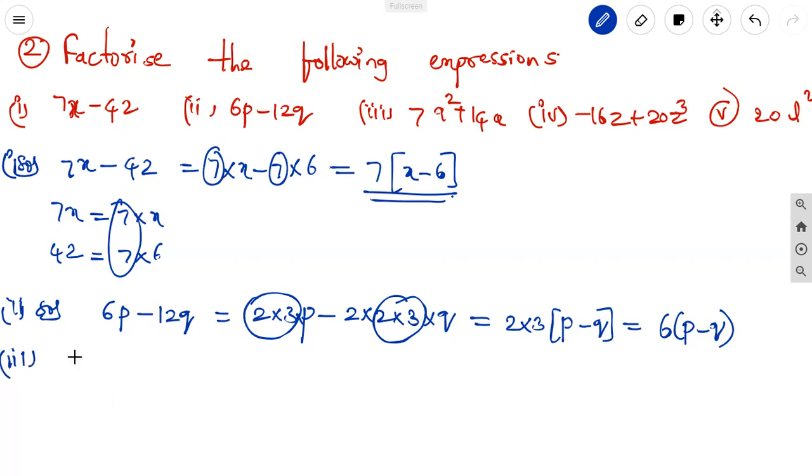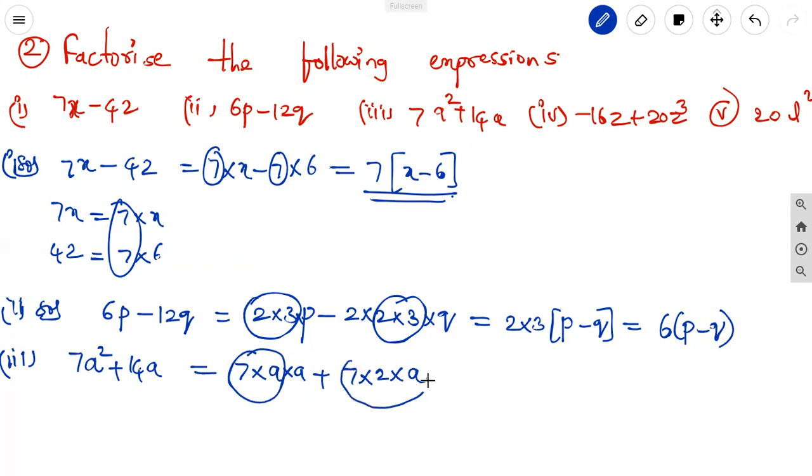Third solution, 7a square plus 14a. 7a square can be written as 7 into a, 2 times, plus 14 means 7 2s are 14 into a. What is the common? 7 and a are common in the two terms. So 7 into a right outside, the remaining terms in the bracket, that is a plus 2, equal to 7a into a plus 2 are the factors.